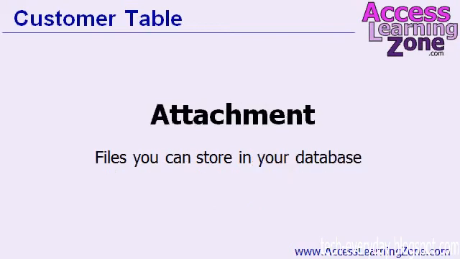Similar to an OLE object, an attachment data type field can store pretty much any kind of file in Windows. Attachment fields have some advantages and disadvantages. For example, attachments can be compressed to save space in the database. We'll talk about the differences between attachments and OLE objects in a future lesson.